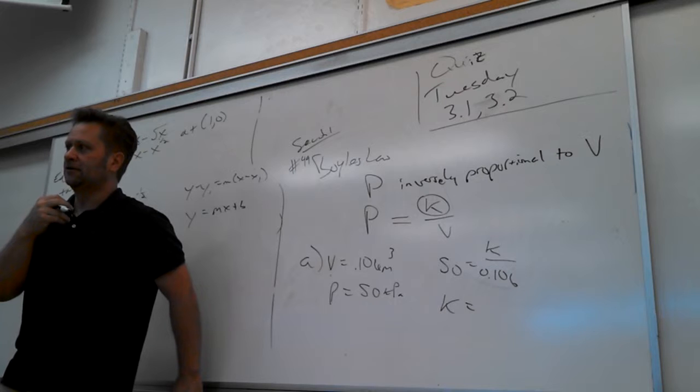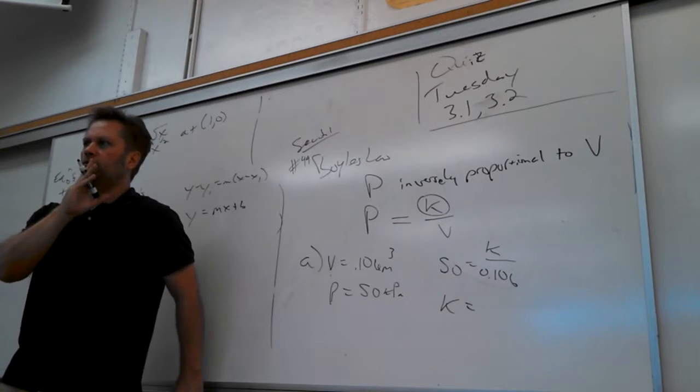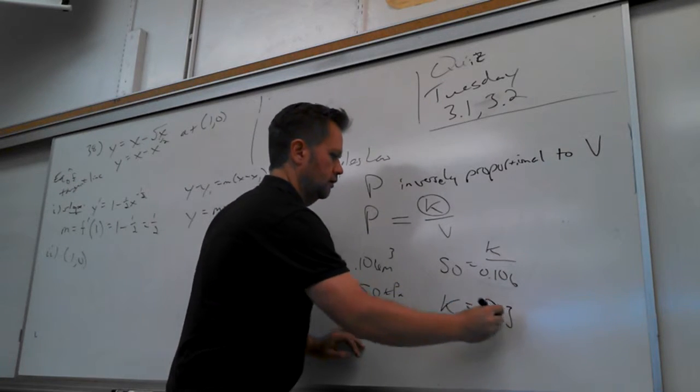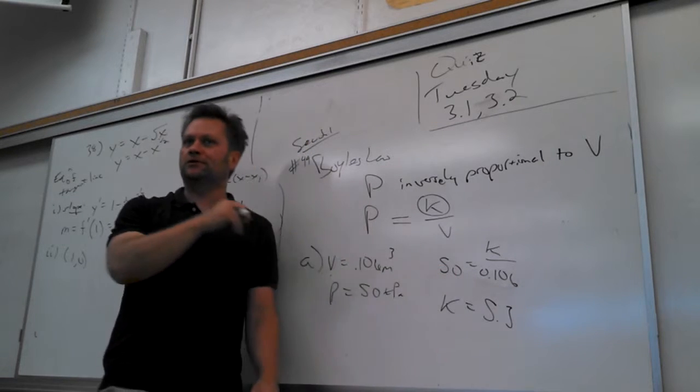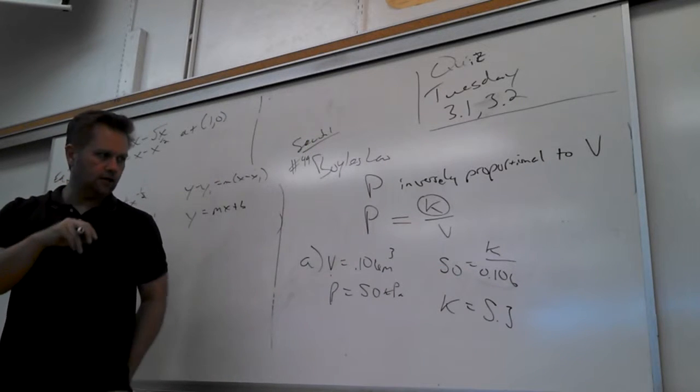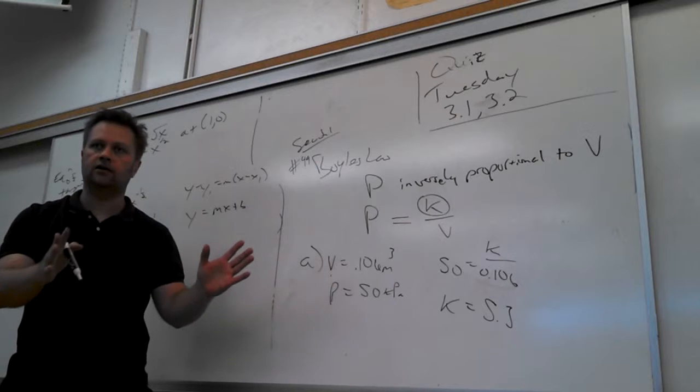What's that? Multiply by 100 and then divide by 2. That's a quick way to multiply by 50. 5.3, whatever it is. Who really gives a shit?